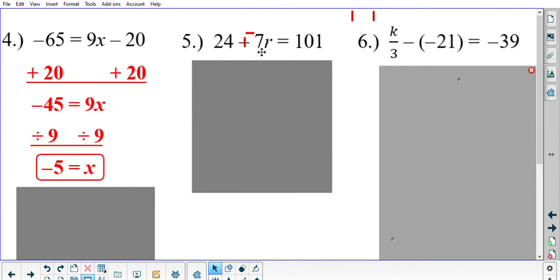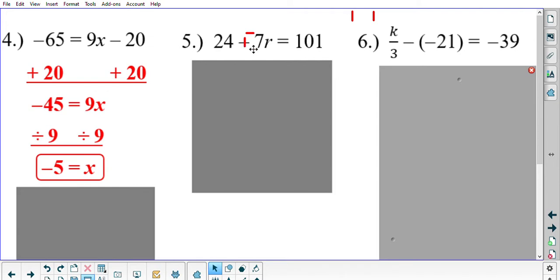So just like I showed you on problem number 3, remember this problem we were just looking at? You're going to have to make subtraction adding the opposite right away. Otherwise, you are not going to fully understand what is really happening to the r. The r is being multiplied by negative 7, then added by 24. So you wouldn't have known that at all if you don't make subtraction adding the opposite when the variable term is to the right of the minus.